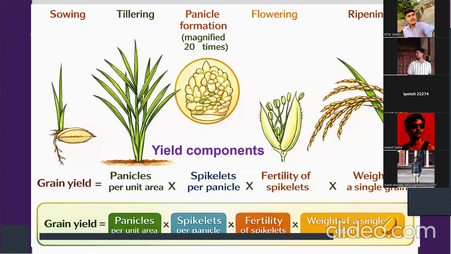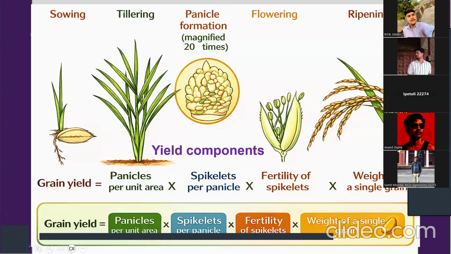The filling of spikelet, the fertility of the spikelet will be low. The last thing is the maturity stage, from flowering to ripening. Flowering here suggests that fertilization has taken place. First, it was pollination, then fertilization. Immediately after fertilization, the seed development starts, and then grain filling happens.